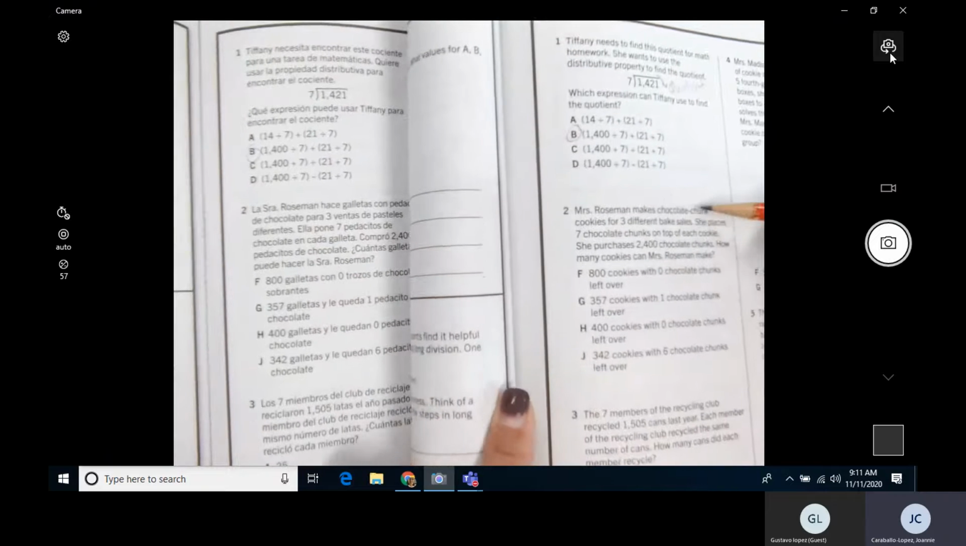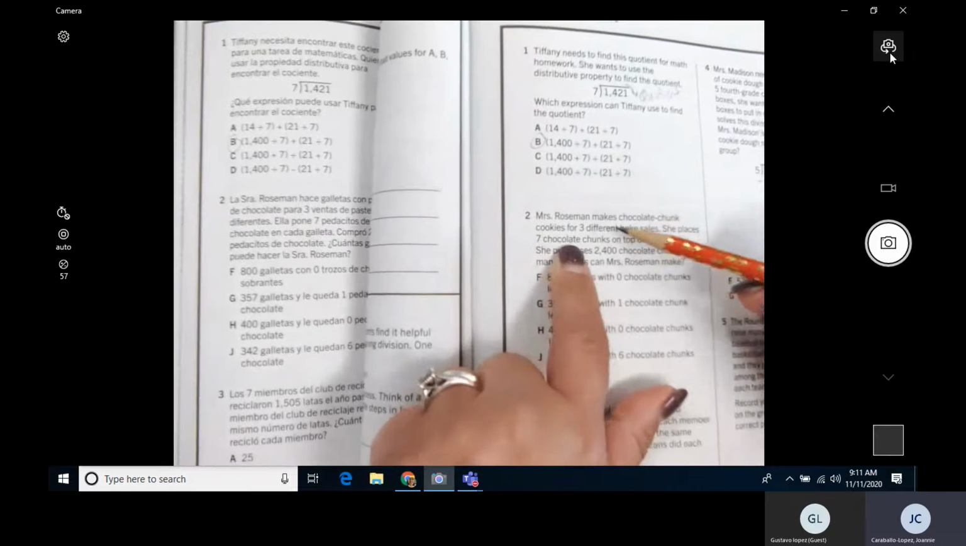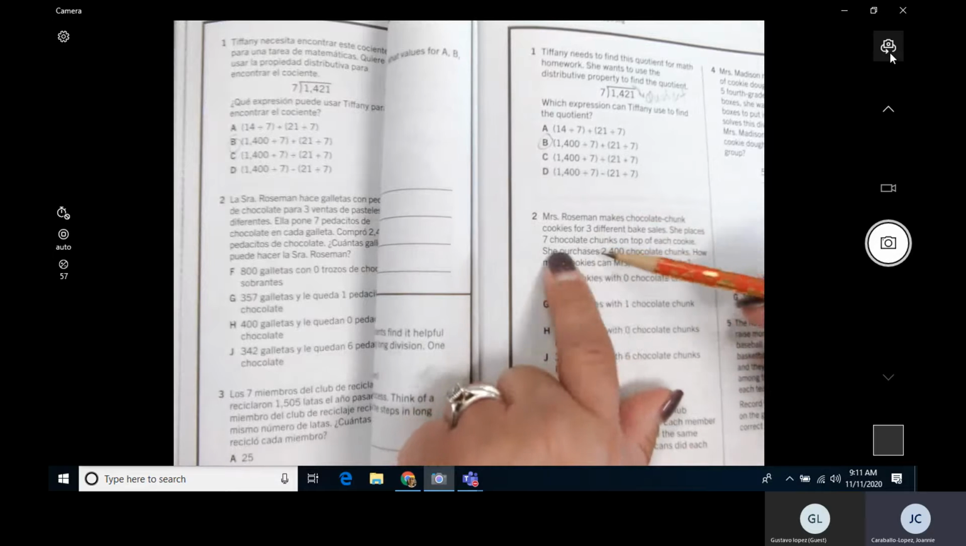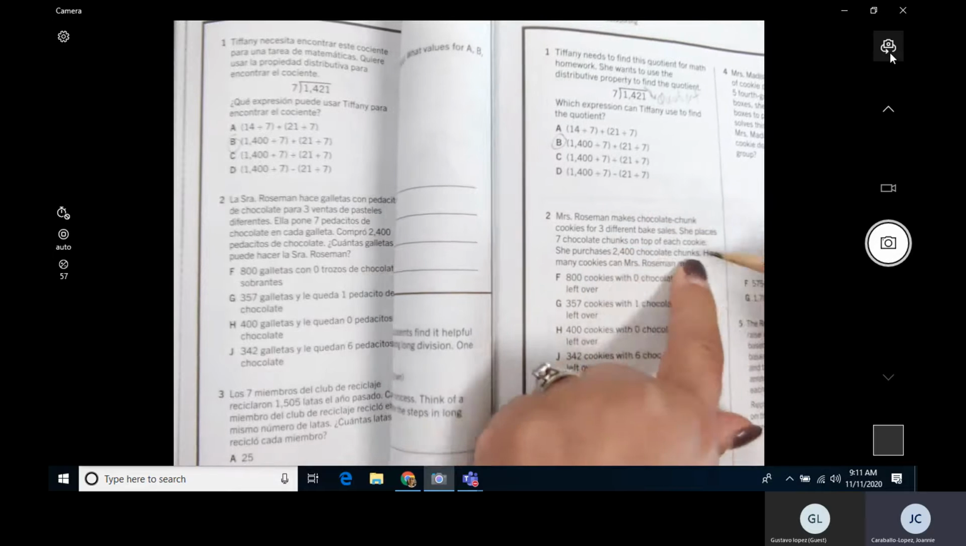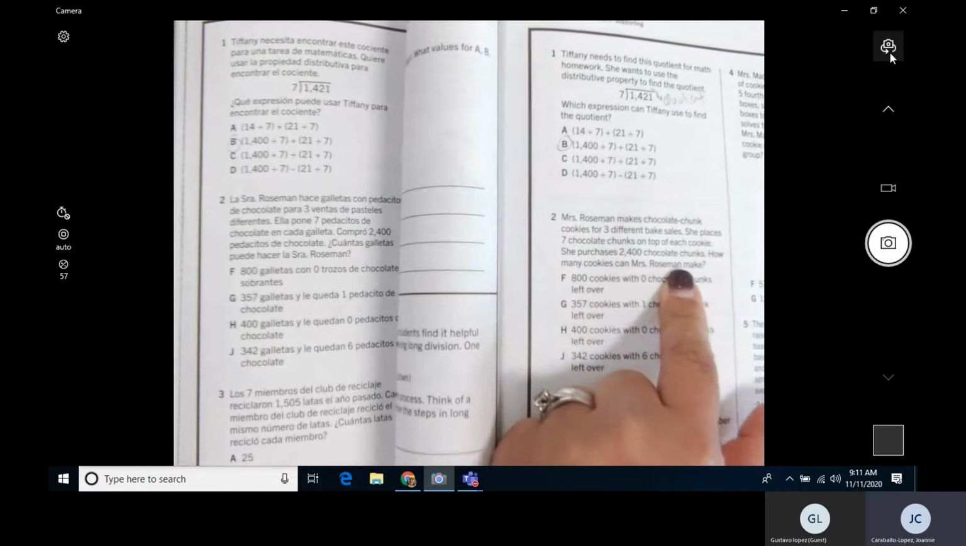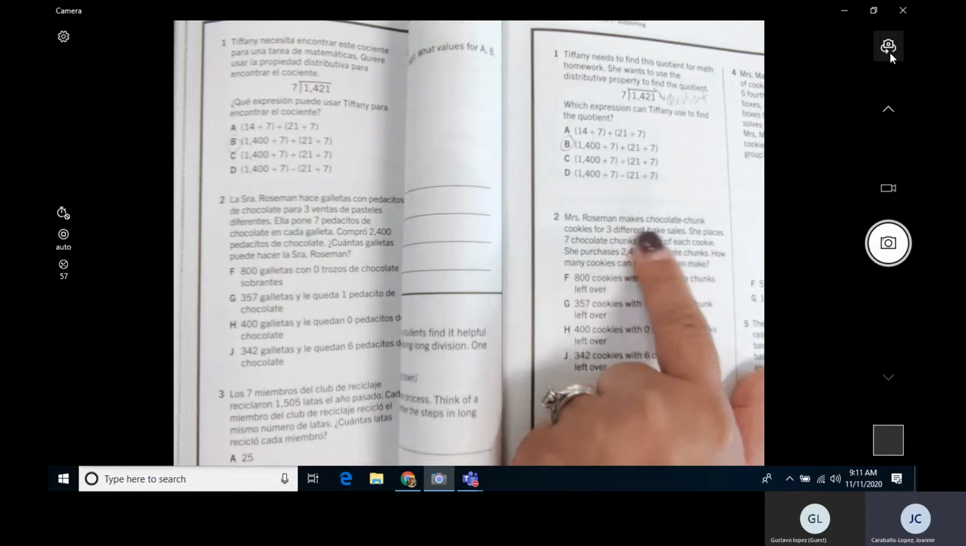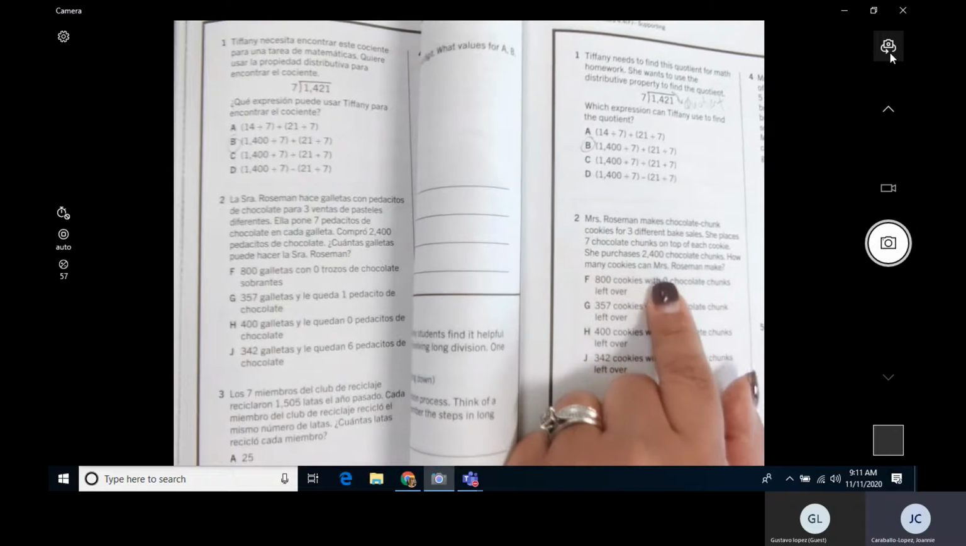Miss Roseman makes chocolate chunk cookies for 3 different bake sales. She places 7 chocolate chunks on top of each cookie. She purchases 2,400 chocolate chunks. How many cookies can Miss Roseman make? So this is the question. What is the extra information that you don't need? What number in this information do you not need? ¿Qué número? Dígame.